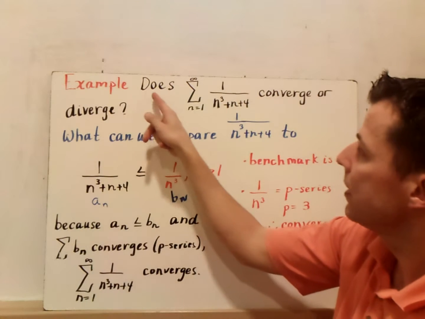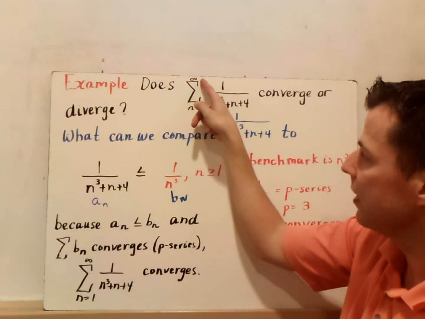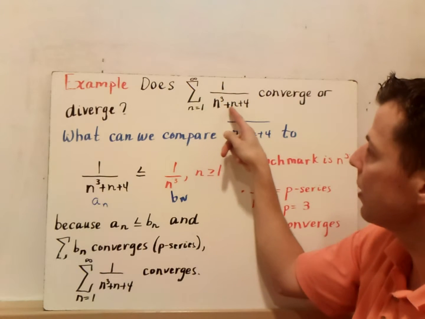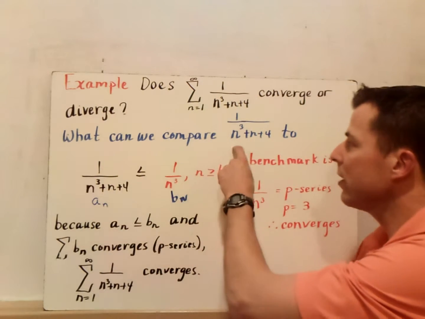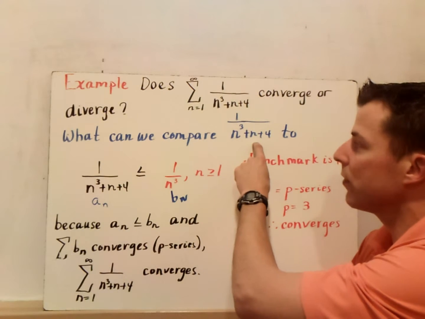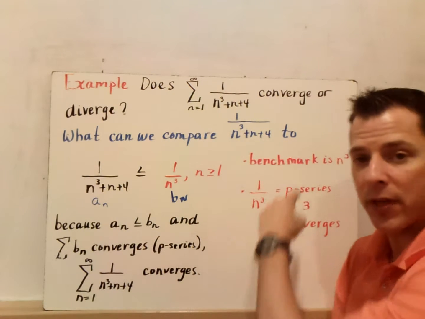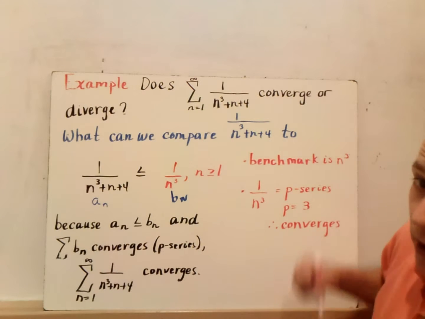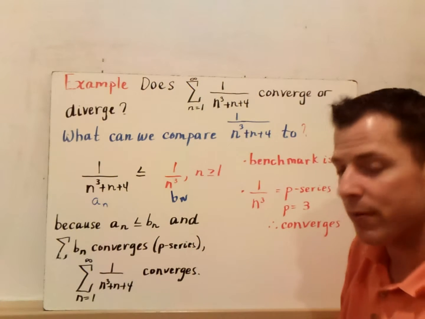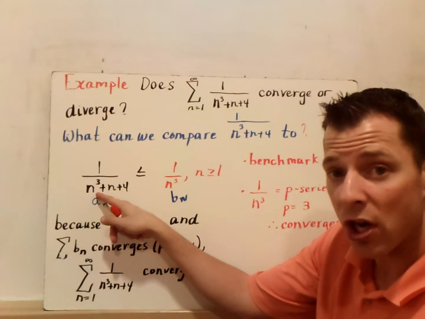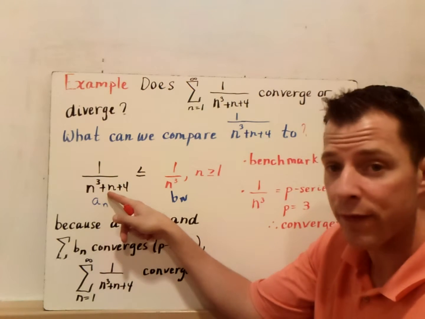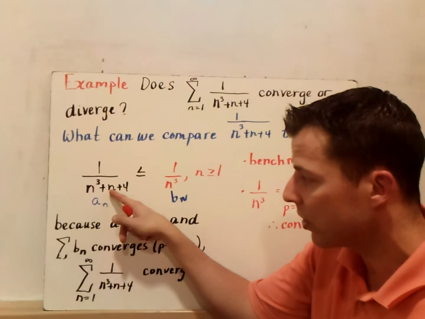Example 2. Does the sum from 1 to infinity of 1 over n cubed plus n plus 4 converge or diverge? Now, what can we compare our fraction with? 1 over n cubed plus n plus 4. What can we compare that to? Well, what are my benchmark terms? Well, n cubed and n. n cubed is larger than n, and it's going to grow faster, so that's going to be my benchmark term. I'm going to ignore n.